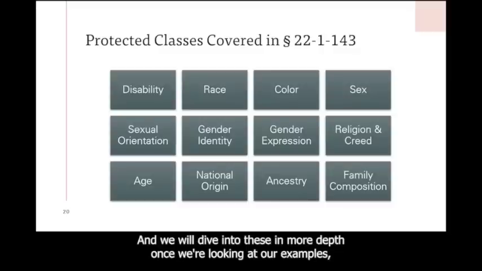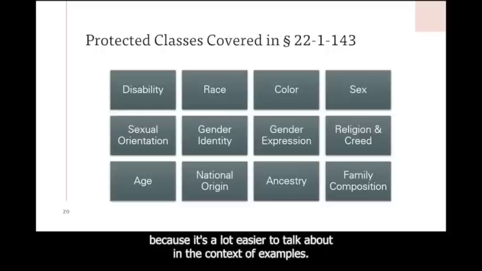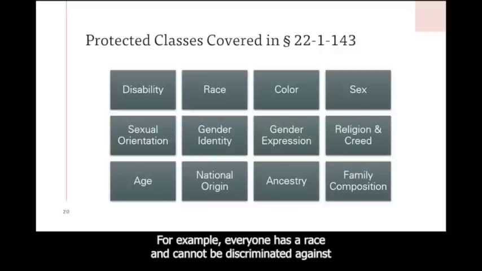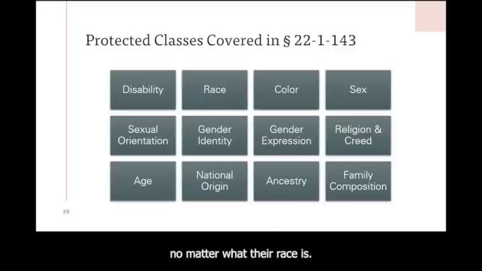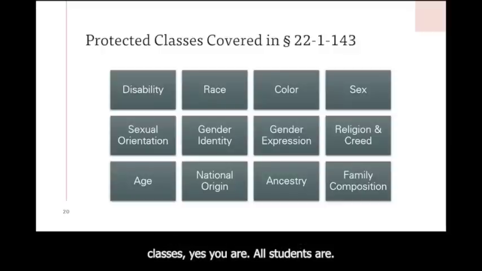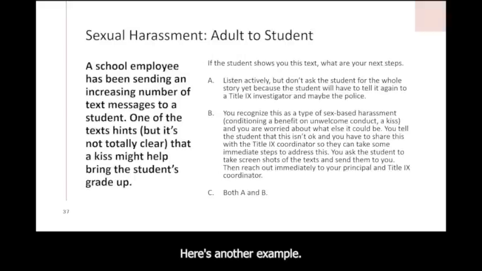And we will dive into these in more depth once we're looking at our examples because it's a lot easier to talk about in the context of examples. But for now, let's note that every single student is part of multiple protected classes. For example, everyone has a race and cannot be discriminated against no matter what their race is. Everyone has a sex. Everyone has a gender identity. Everyone has an age. So to the extent someone says, I'm not a part of any protected classes, yes, you are. All students are.